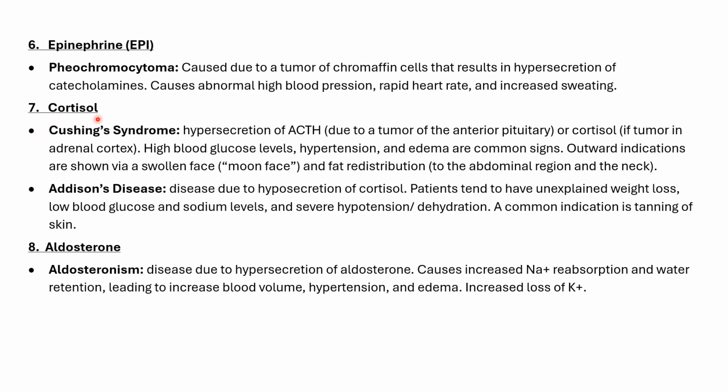Now the next hormone is cortisol. If there is hypersecretion of cortisol, we get a syndrome which is known as Cushing syndrome. Cushing syndrome can be due to hypersecretion of ACTH. Recall that ACTH is secreted by the anterior pituitary. So now just consider that the anterior pituitary has a tumor, and if that tumor is secreting ACTH, that ACTH will lead to too much secretion of cortisol from the zona fasciculata.